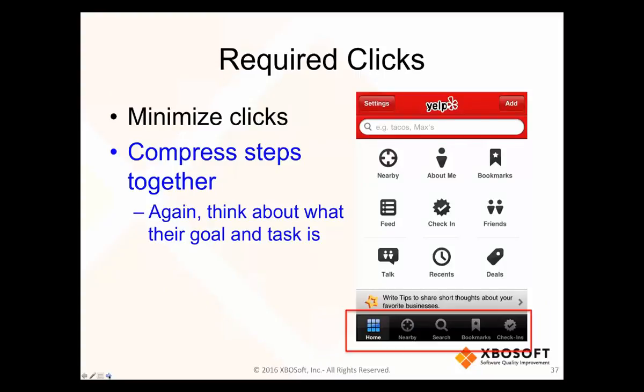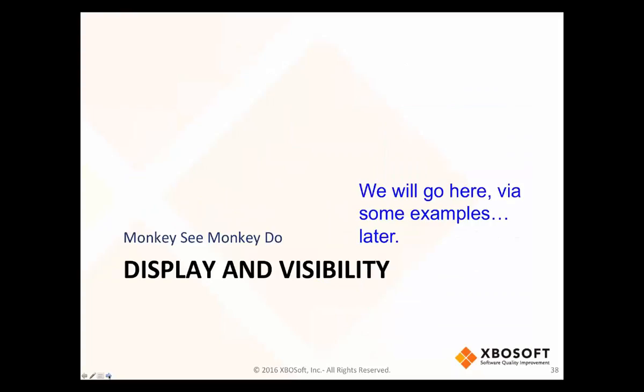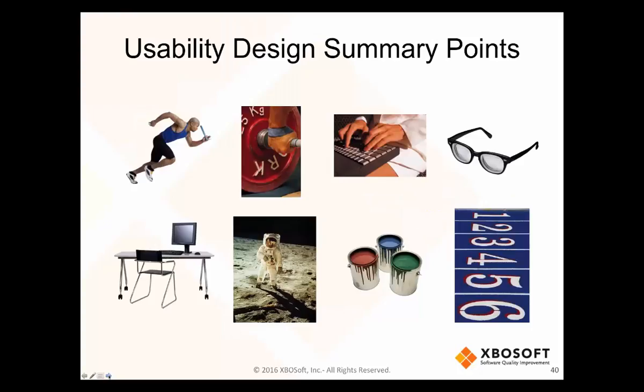The second thing is that you want to minimize clicks, of course, and compress steps together. And when compressing steps together, you need to think carefully about what the user's goal and task is. So this gets back to analyzing the task and thinking about the user and what they're doing. Display and visibility, won't really cover that too much.